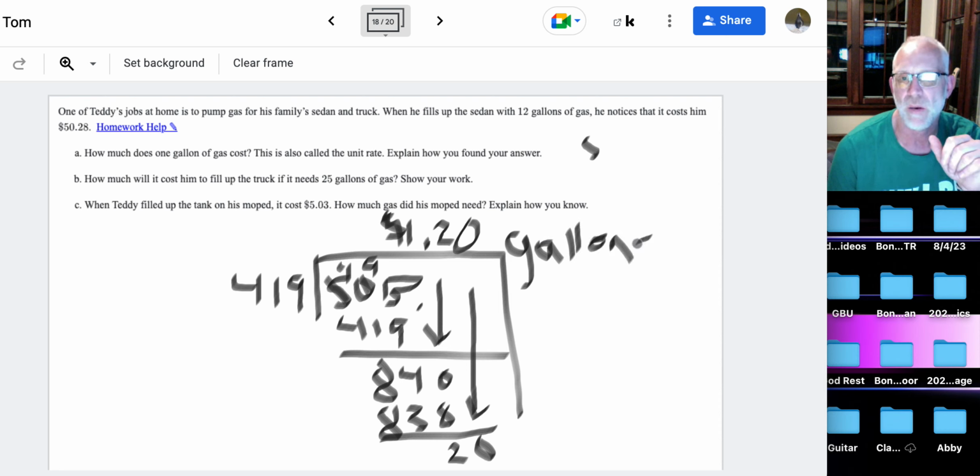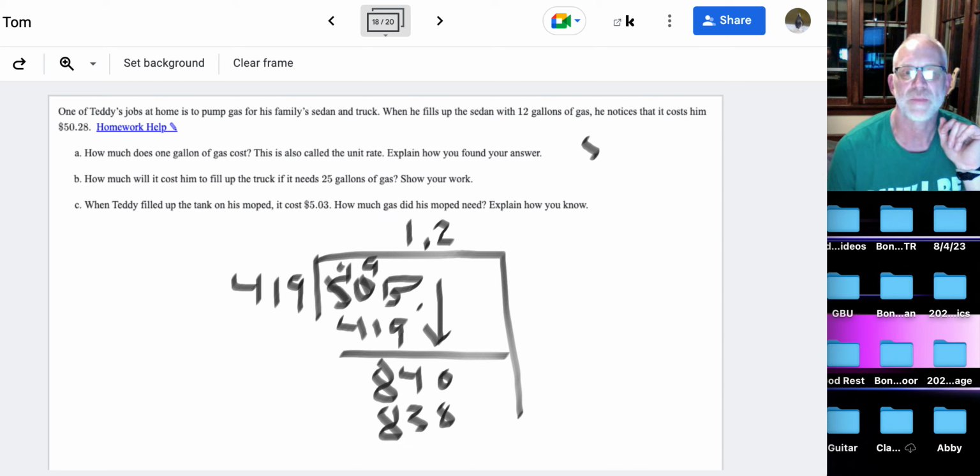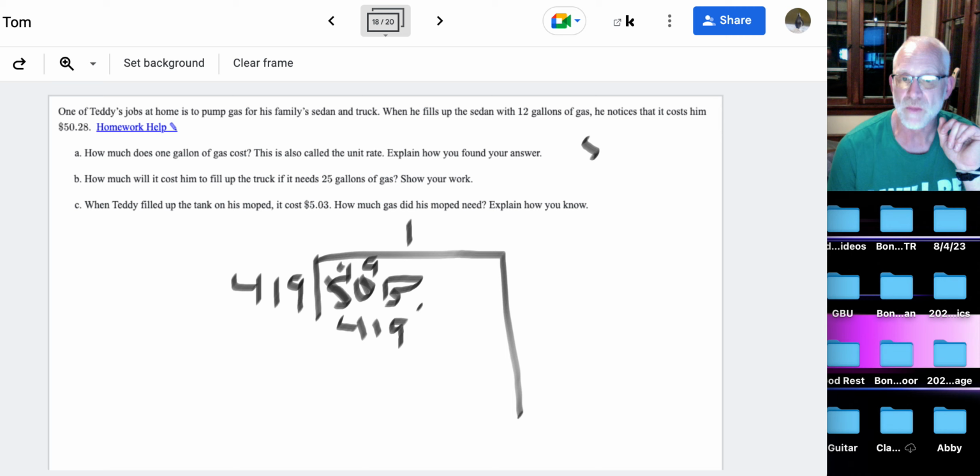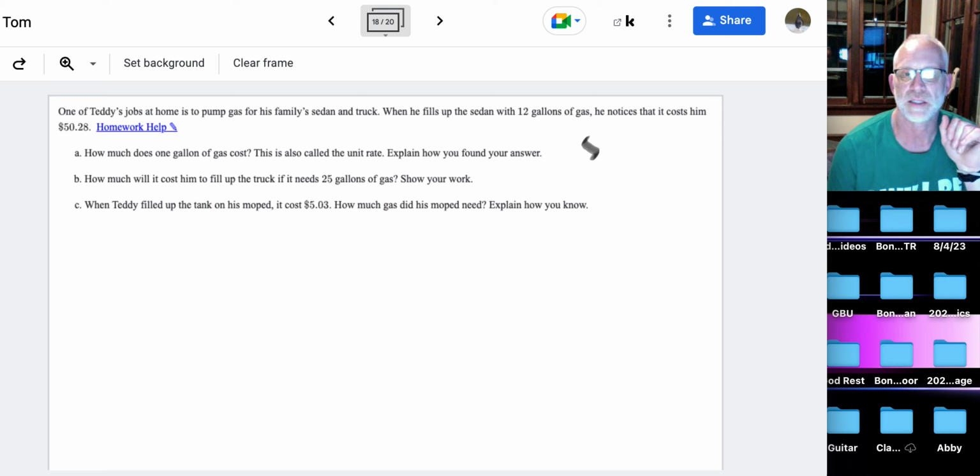So however you thought of that and worked it out, as long as you were somewhere around 1.2 gallons or 1 2/10 or 1 1/5, it all worked out. That's your homework, the stuff that we did yesterday. All right, let's get to the new homework.